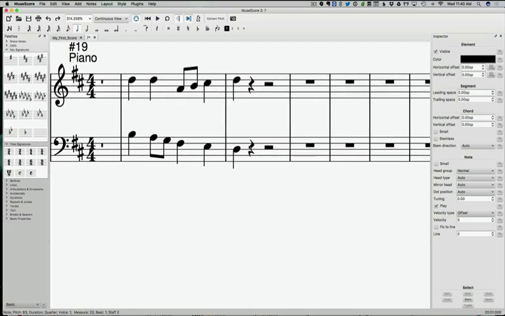Okay, that's nice. Let's hear that a little bit slower to see if we can really kind of pick out where the dissonance is.